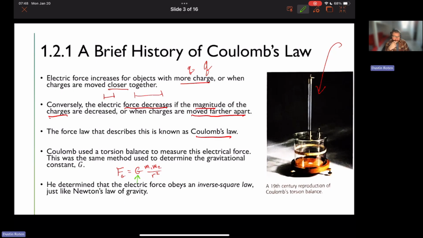So what Coulomb discovered is that the electric force obeys the inverse square law, just like Newton's law of gravity. And I believe we've talked about that back in Physics 1. So essentially gravity and the electrostatic force, Coulomb's law, both have this 1 over r squared feature in their equations. We'll actually write out Coulomb's law in just a second.